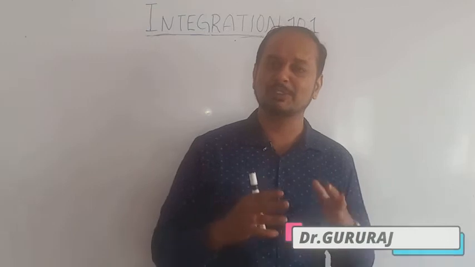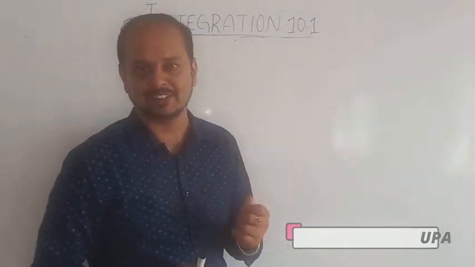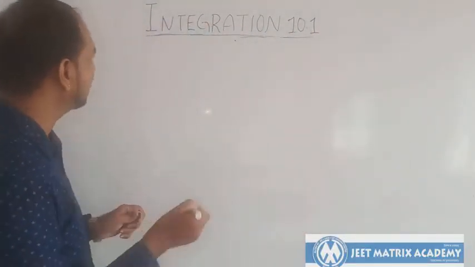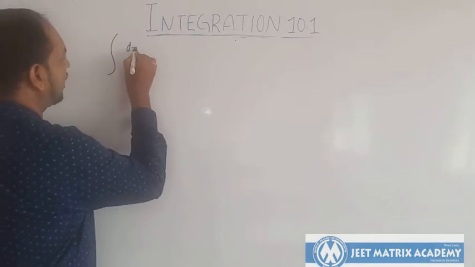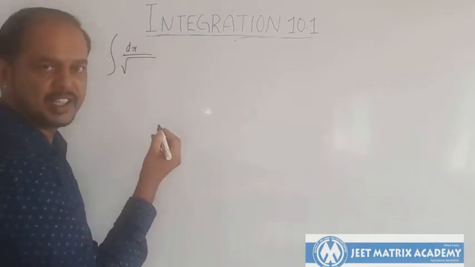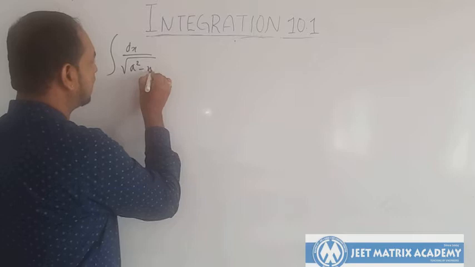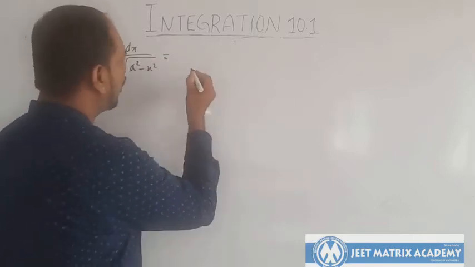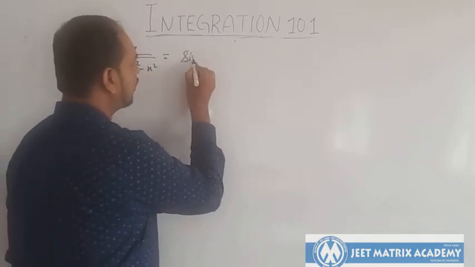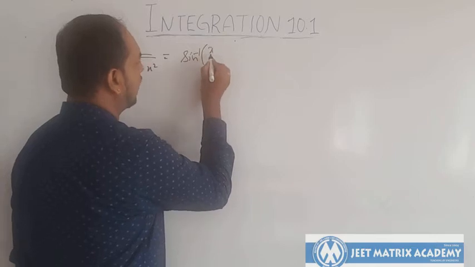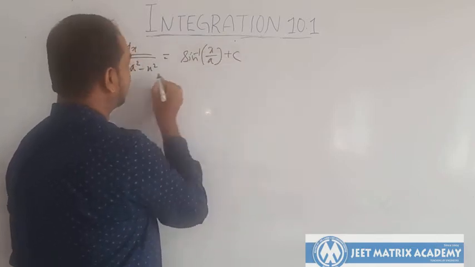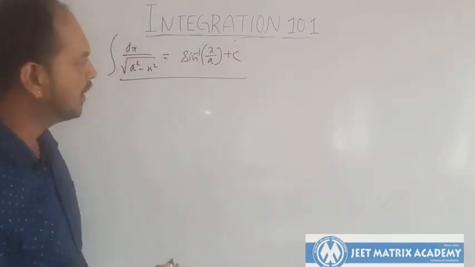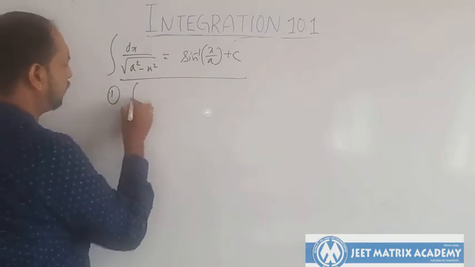Today we'll discuss a few more problems based on the last form which we studied. That means the integral of dx divided by root of a square minus x square is equal to, I hope you remember, everyone, sine inverse of x by a plus c. Very interesting form. So we'll discuss problems one by one.